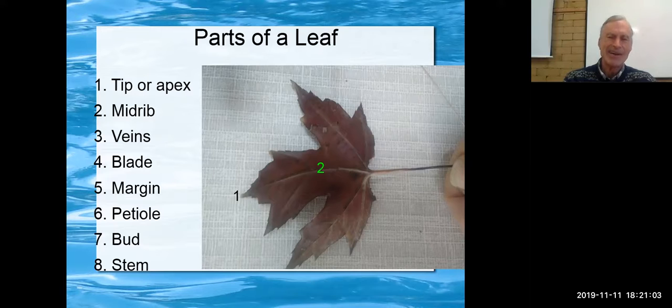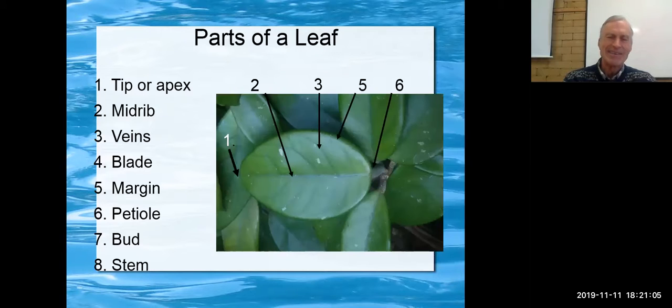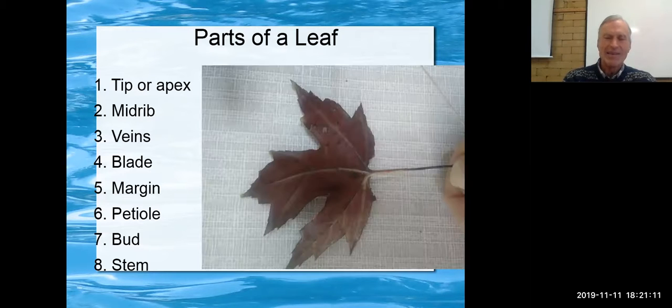Let's see if we can go back. There. See, the margin on this one is completely smooth. On this one, the margin has some teeth in it. It's irregular, sharp teeth. And then there's the petiole, number 6.